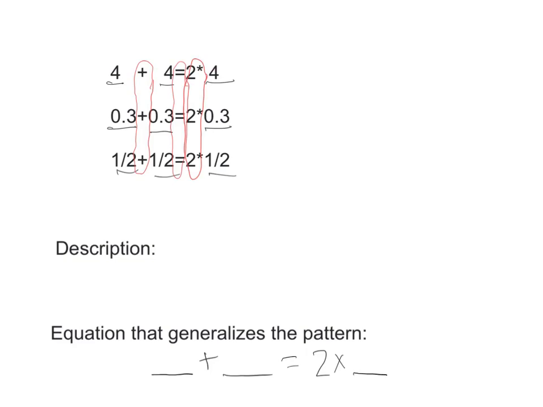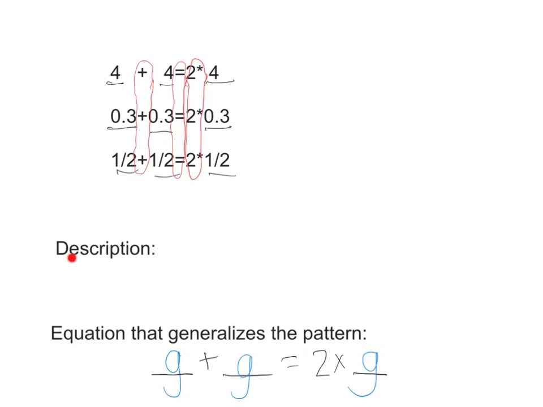Then all I have to do is go in and write a variable, or a letter, which is another way to say variable, wherever I see a line. And I'm going to make sure that I use the same letter. Just like how here I'm using the same number, 4, 4, 4, 0.3, 0.3, 0.3, a half, a half, a half, I'm going to use the same letter, G, G, G.